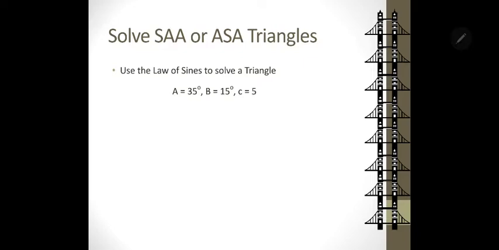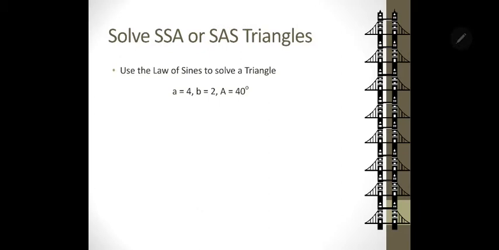Now in this question, we have angle A, which is 35, angle B, which is 15 degrees, and side C, which is 5. This question is very similar to the one that I just solved for you. So I expect you all to solve this question, and if you need any help with this, please feel free to send me an email and I'll be very happy to help.